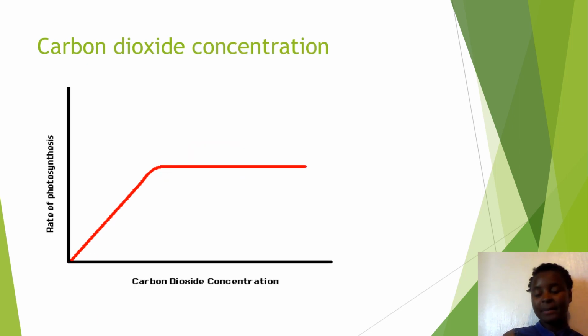And we have carbon dioxide concentration. Remember, we said carbon dioxide is a necessity when your plants are photosynthesizing, right? So when you increase the carbon dioxide, the rate of photosynthesis also increases. But then it reaches a certain point where even if you keep on increasing, the rate of photosynthesis will remain the same. It will not increase.